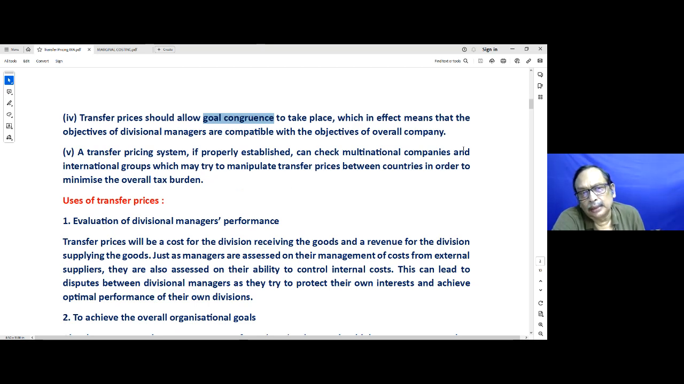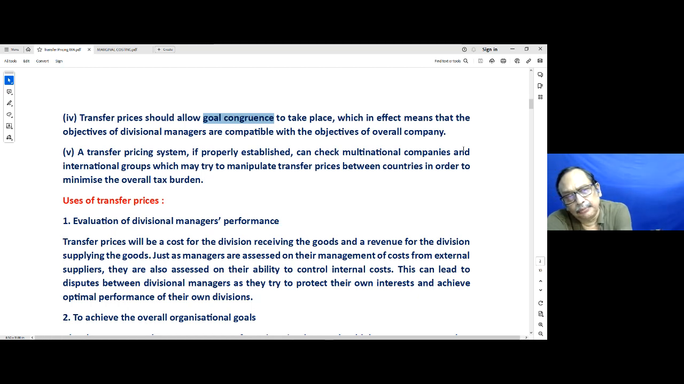So, transfer prices should allow goal congruence to take place, which in effect means that the objectives of divisional managers are compatible with the objectives of the overall company. Okay, so if division A's profit is maximized, division B's profit is maximized, so that overall goal congruence and overall profitability of the organization can be increased.